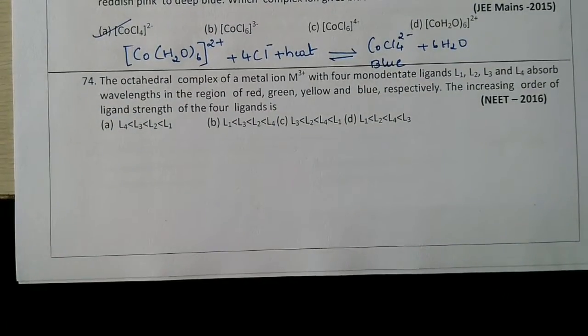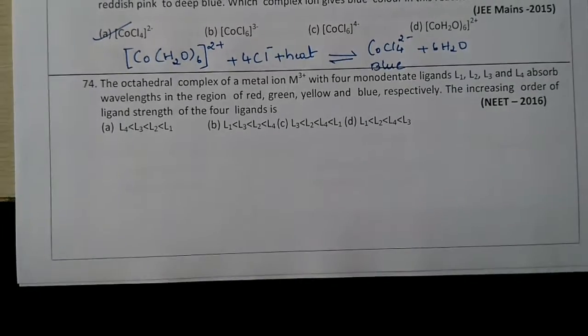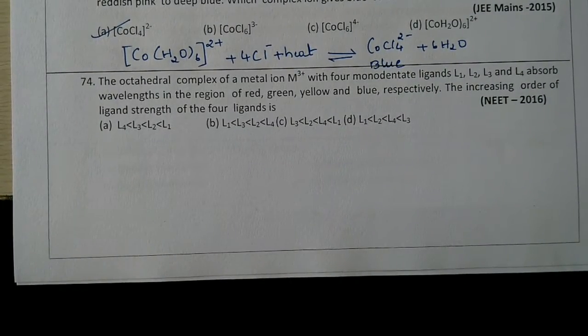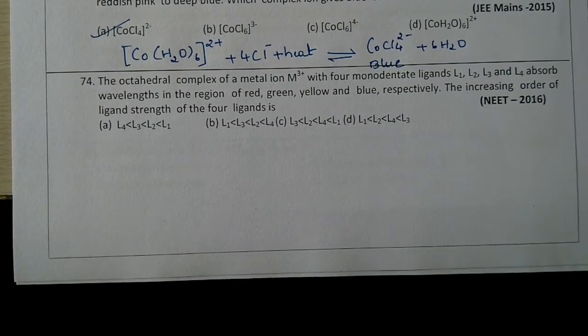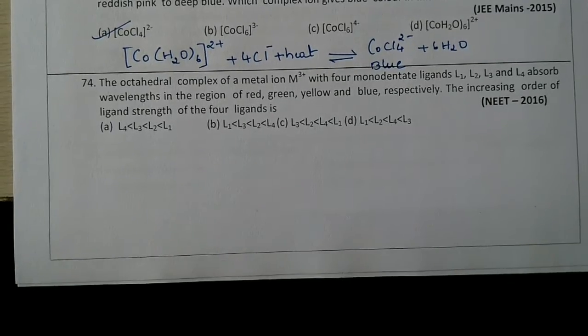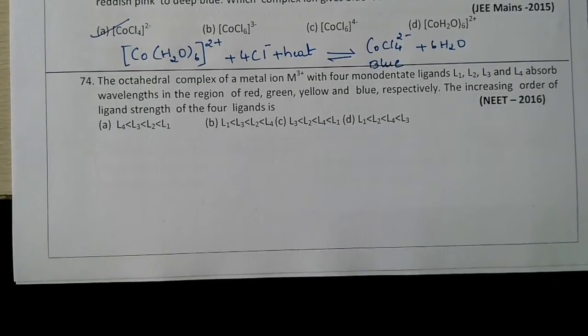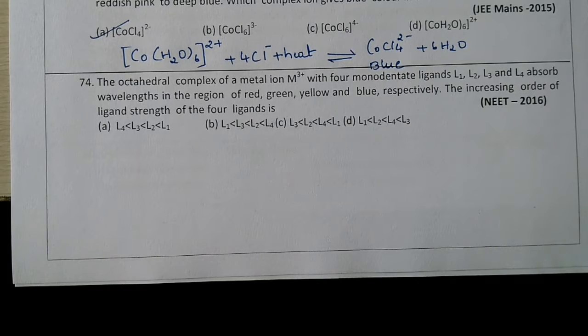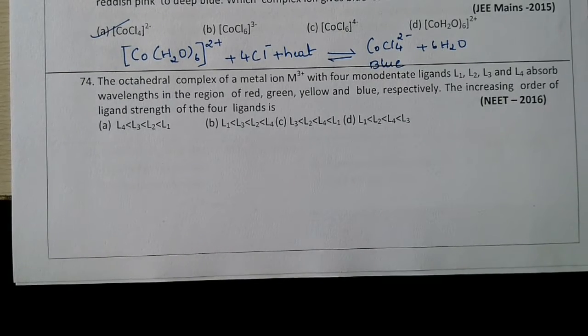Likewise, we have one more question, the 74th one. An octahedral complex of a metal ion M3 plus with 4 monodentate ligands L1, L2, L3 and L4 absorbs wavelengths in the region of red, green, yellow and blue respectively. The increasing order of ligand strength of the 4 ligands is.